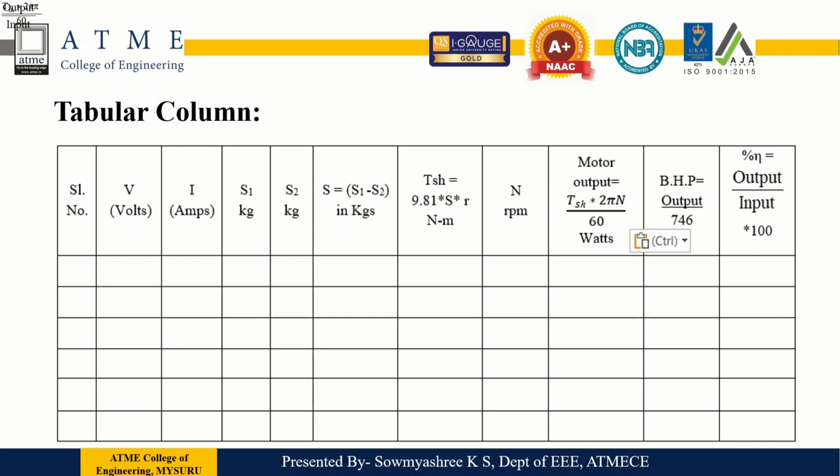S1 and S2 are nothing but the mechanical loading, where S is the difference between S1 and S2. TSH, that is the shaft torque, is nothing but 9.81 into S into R, where R is the radius of the brake drum, and N is the speed. For every load we need to record the speed also, and the motor output is the shaft torque into 2 pi into speed of the armature divided by 60. BHP equals output by 746, and the percentage efficiency is output by input into 100.